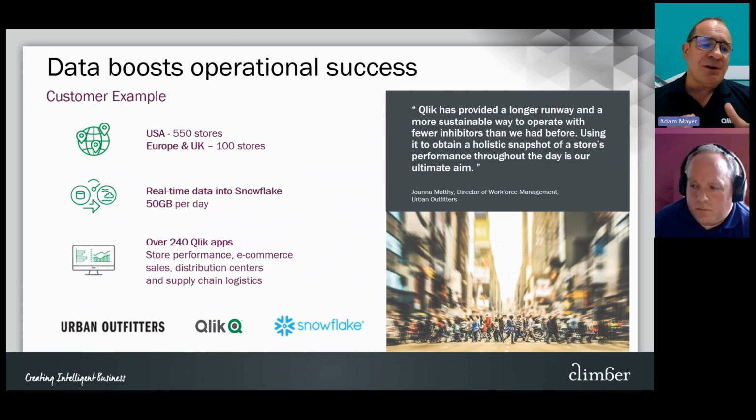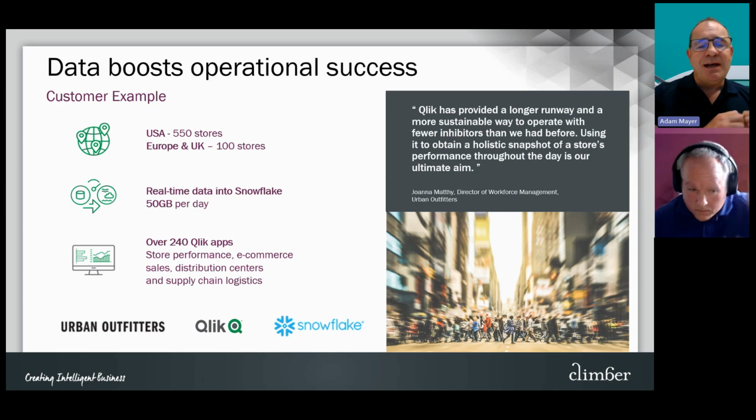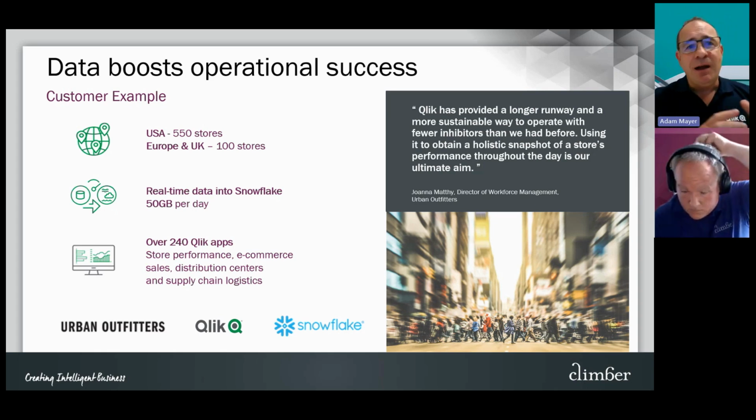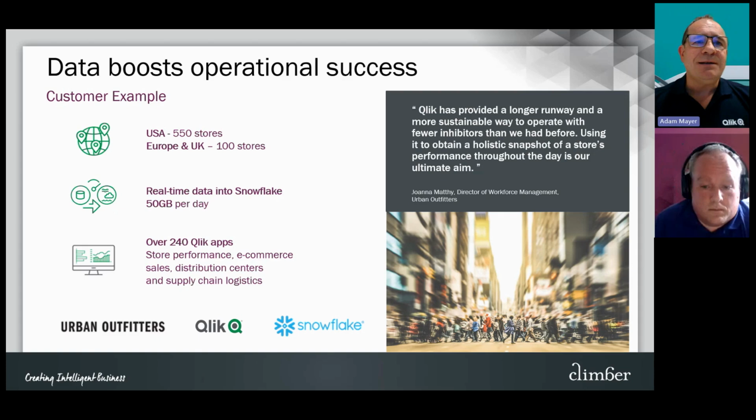So they have well over 240 Qlik apps in production, all helping to provide insights across many different areas, like store performance, their e-commerce sales, distribution centers, and supply chain logistics as well, to really help optimize and create more efficiencies there. And the good thing here is Qlik data integration delivering that fresh data in near real time out into Snowflake, and then they're reporting on top of that.